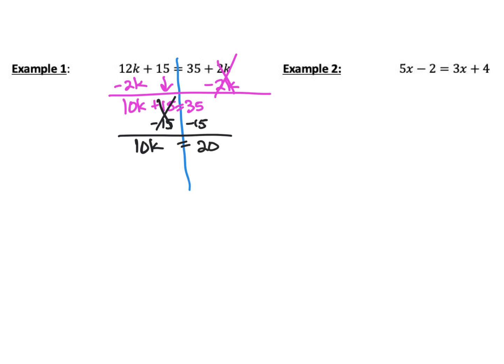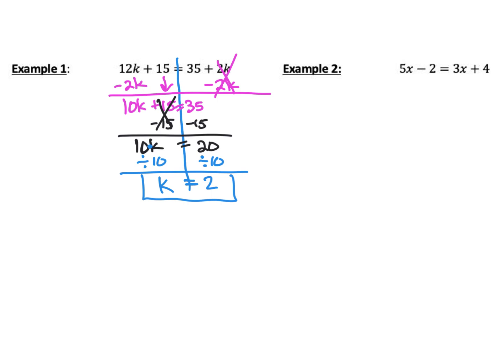All right. Now I look at it and I go, oh, I have a 10 and a K. They are multiplying right now because they're sitting next to each other. Opposite of multiplication is division. And then we have K left over because 10 divided by 10 is 1, so 1K. And then 20 divided by 10 is 2. So our answer is K equals 2.